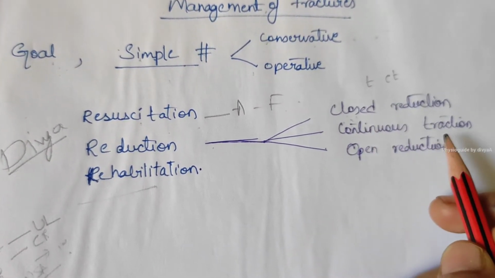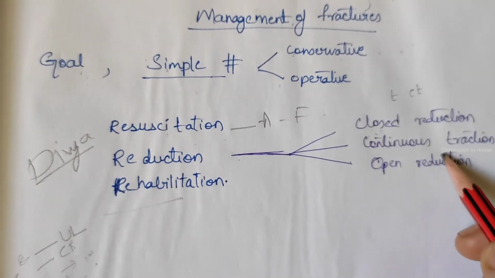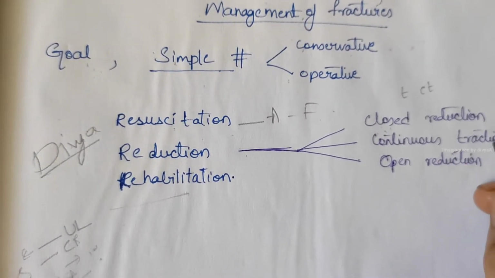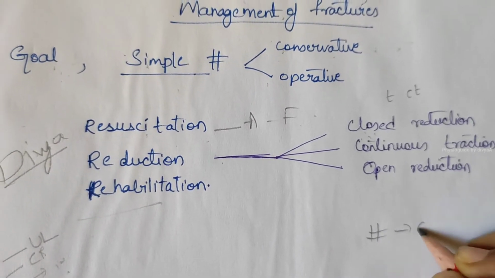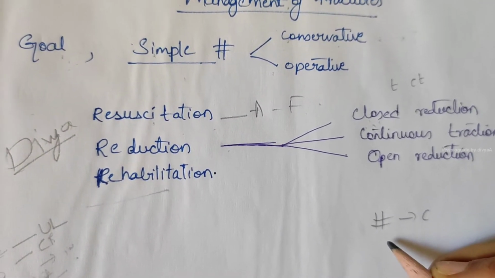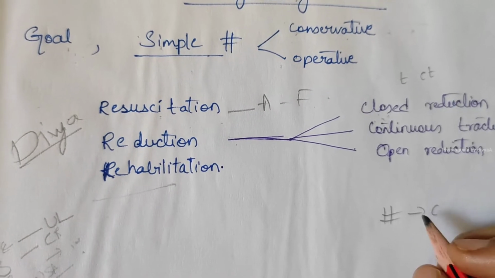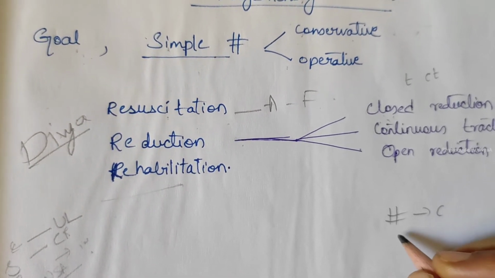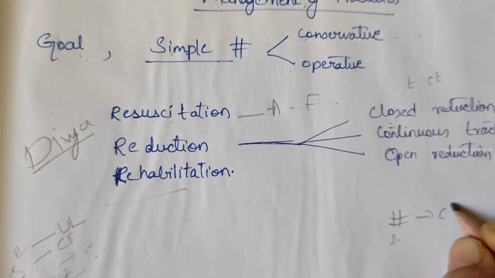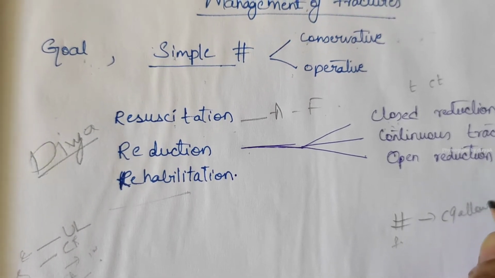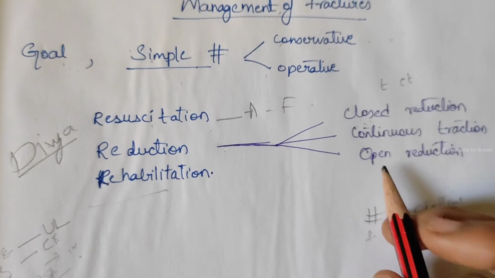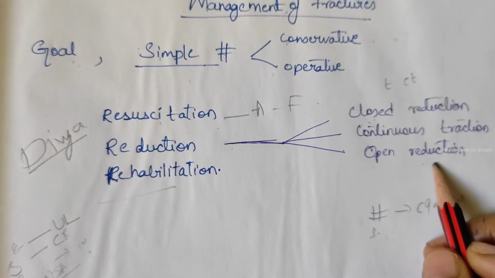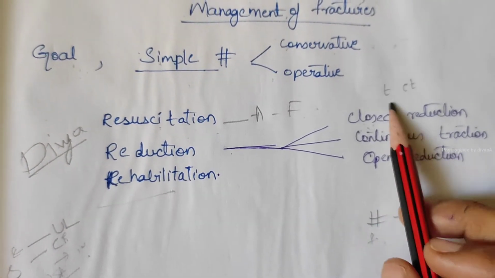Next one, continuous traction. This is given as gallows traction for fracture of the shaft of the femur in children, and balanced skeleton traction for adult femur fracture only. This one is gallows traction, continuous. This one is balanced skeleton traction. Next, open reduction. This is done by a surgeon when the above two methods fail.